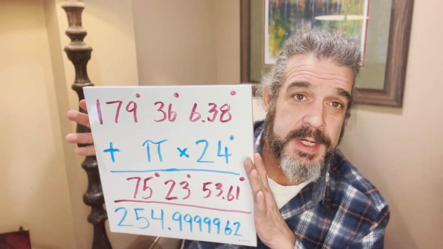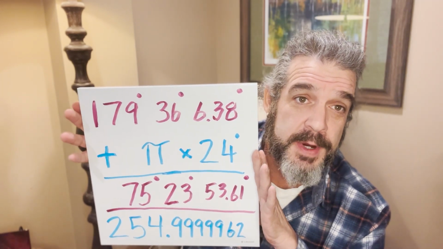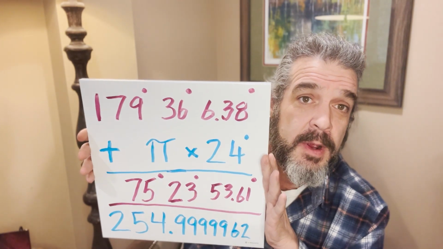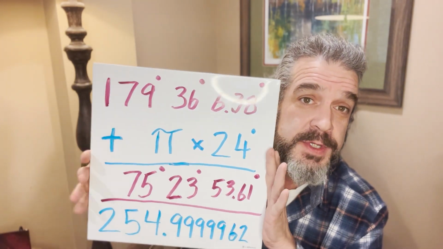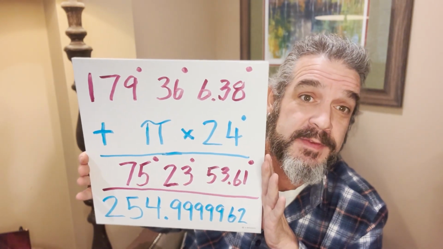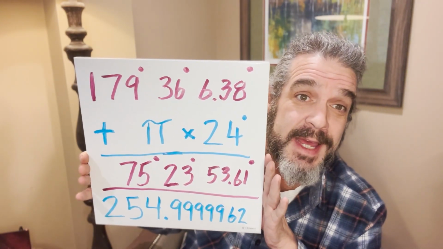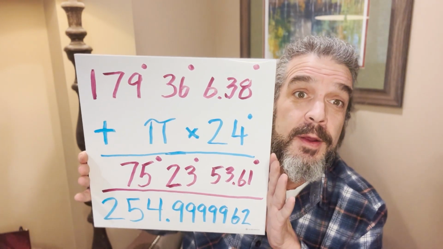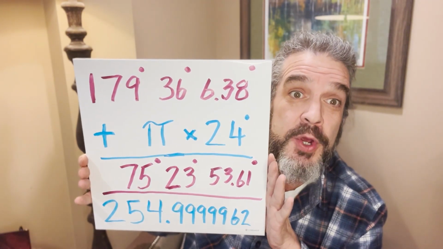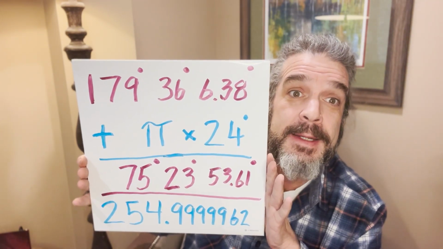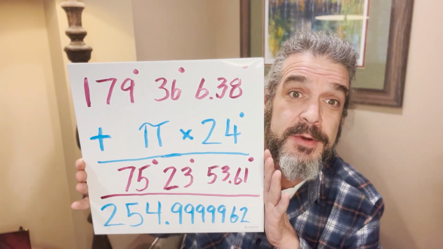So this top number is the golden ratio, the 3 that we add up to equal 179 degrees. And then we're going to just add pi times 24 hours, which equals 75 degrees, 23 minutes, 53.61 seconds. Guess what? Those 2 numbers added together come out pretty damn good. Guess what? 254.9999962. There's a 62 on there.